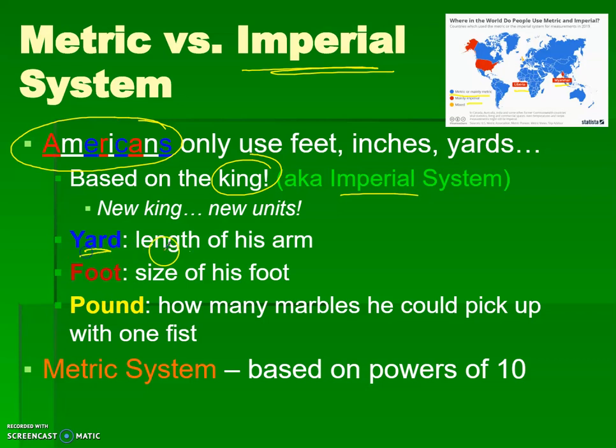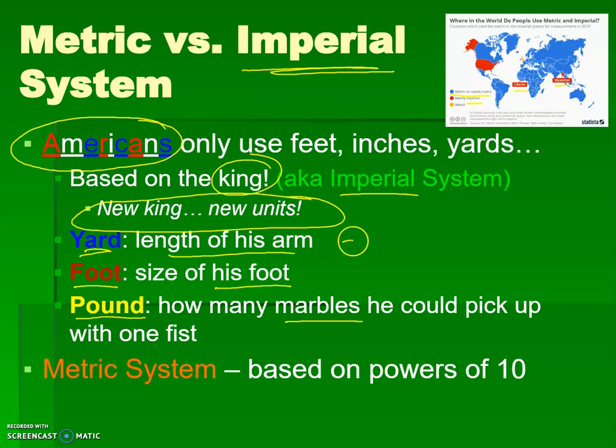So a yard literally used to be the length of the arm of the king, or the foot was literally the size of a foot. A pound was how many marbles they could pick up with one fist. And, way back before it was all standardized, a different king meant a different system. So they had to remeasure things and remeasure the land and all this kind of stuff. It was absolutely bonkers. But now we know a yard is going to be 36 inches, and a foot is 12 inches, and a pound is 16 ounces.